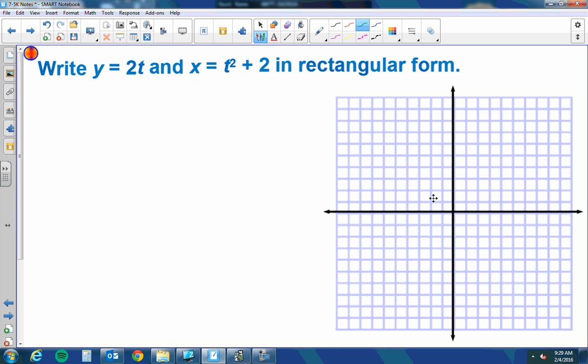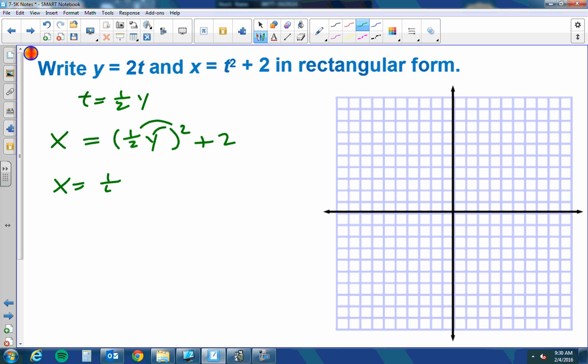When you solve one of these equations for t, which one do you want to solve for t? The y equals or the x equals? Yeah, I would choose y. So you get t equals 1/2 y. And then plug that into your other equation. And once again it says t squared plus 2, so it's (1/2 y) squared plus 2. Which when you distribute the exponent, you get 1/4 y squared plus 2.